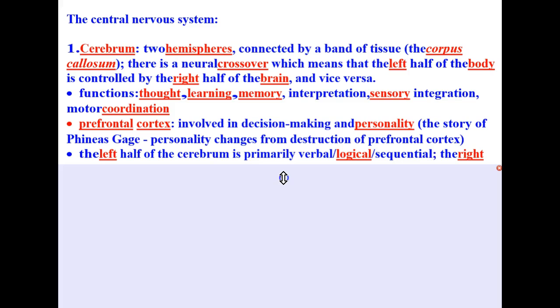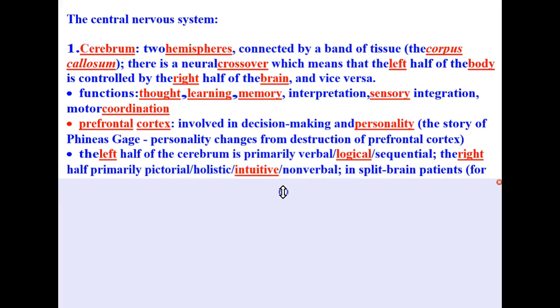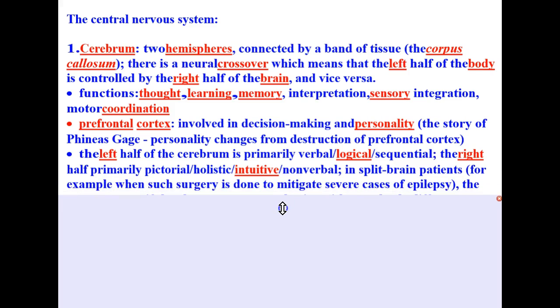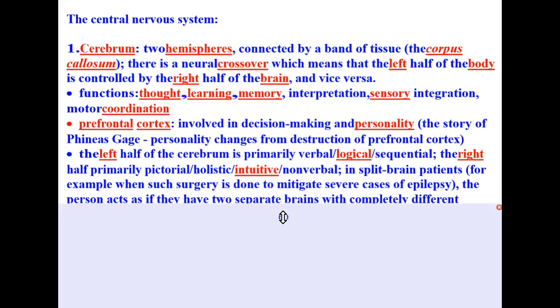The left half of the cerebrum is primarily verbal, logical, and sequential. The right half is primarily pictorial, holistic, intuitive, and nonverbal. In split brain patients, for example, when a surgery is done to mitigate severe cases of epilepsy, the person acts as if they have two separate brains with completely different functionality.